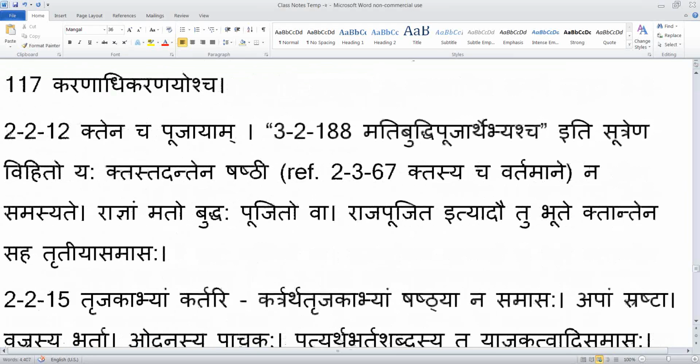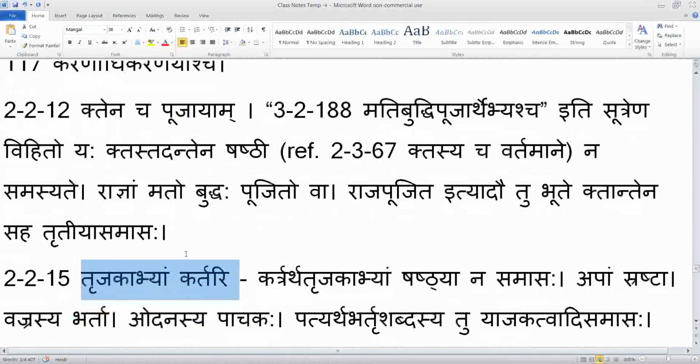We'll just skip this one for the time being. Okay, let's take this one. Knet ktena chapujayam pratyakta. Well, actually, let's take this one first: tujakabhyam kartari. Now, if the pratyaya trich or akka has been used, then those should not be allowed to compound. Because I hope you're following this, we just said krit yoga shashti can compound. If that krit pratyaya happens to be trich or akka in kartari arthe, then that should again prevent it from compounding.